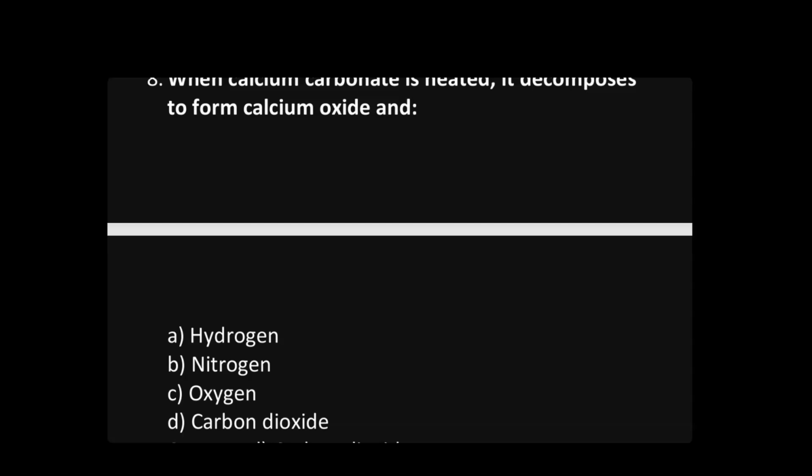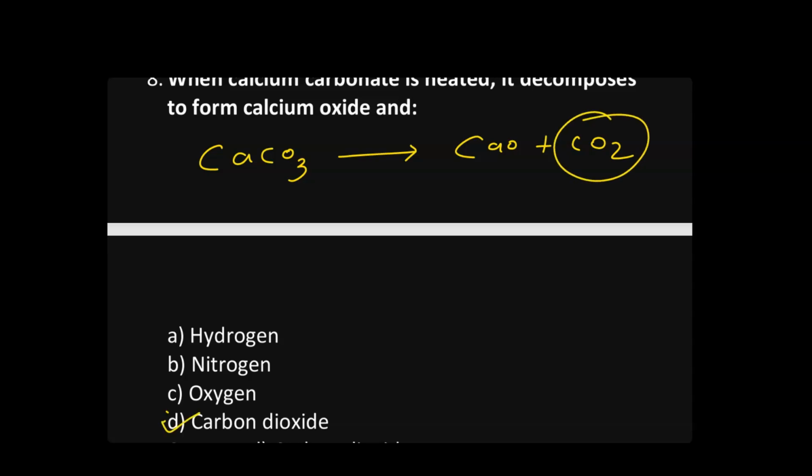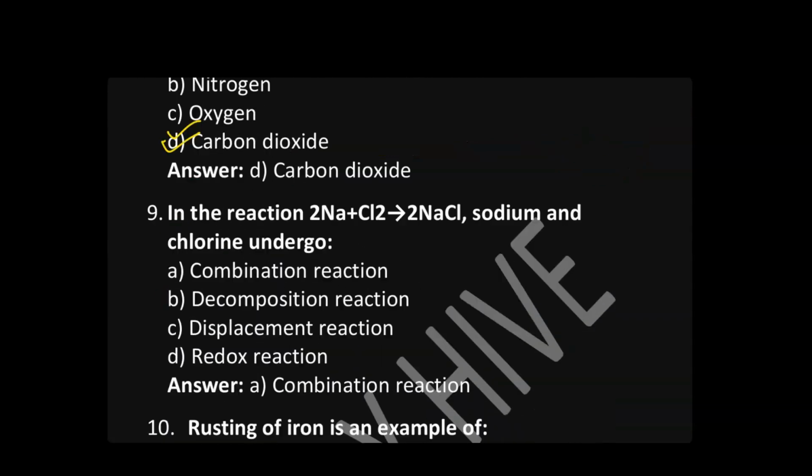When calcium carbonate is heated, it decomposes to form calcium oxide and... So here I will write the chemical reaction: CaCO3. When it decomposes, it forms CaO plus CO2. So which gas is released? Carbon dioxide. D is the right option. Move on to the next question.